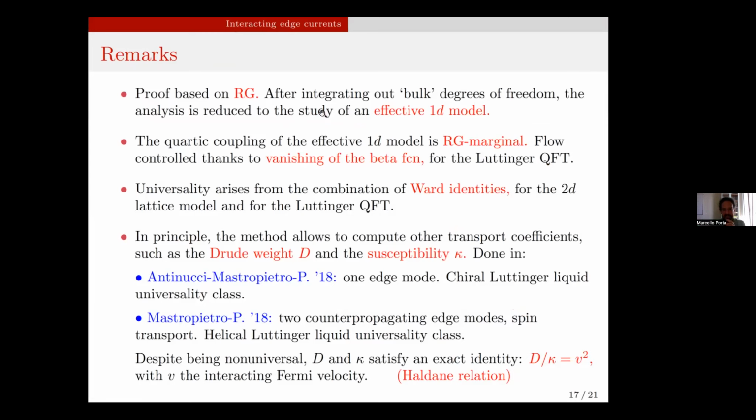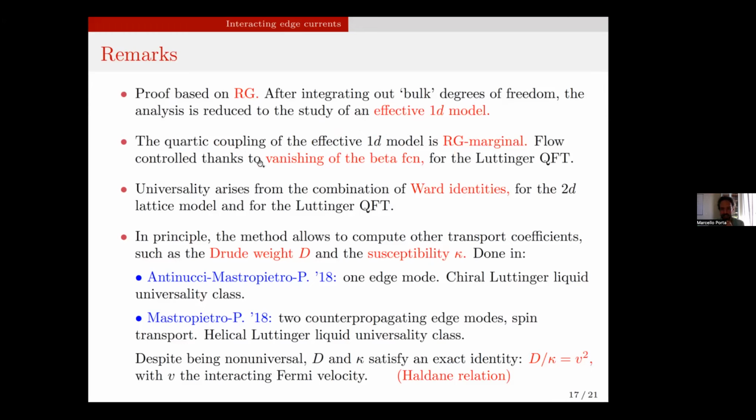And by doing that, the problem is reduced to an effective one-dimensional model that describes the edge currents. Very complicated one, but a priori explicit one. So this one-dimensional model is now gapless because of the edge modes, and it turns out that the quartic coupling of this 1D model is marginal in the renormalization group sense. So you have to study the infrared flow of this marginal coupling, which in general is a difficult task.